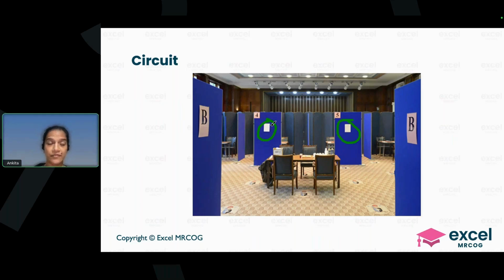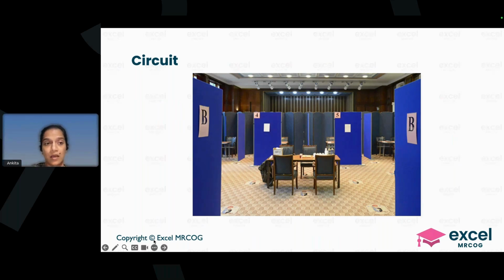Okay. And if you think you have done well and you've finished your history taking in time, you can do in a relaxed fashion the rest of the task. Okay, provided you have read the task well. All right. So this is how a circuit in the MRCOG Part 3 exam would look.